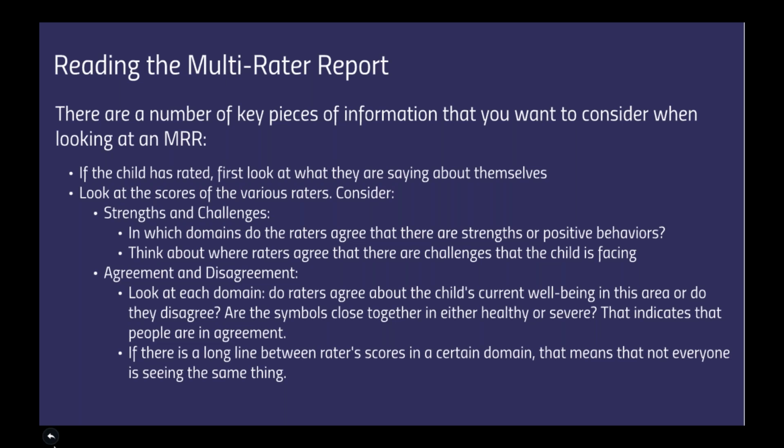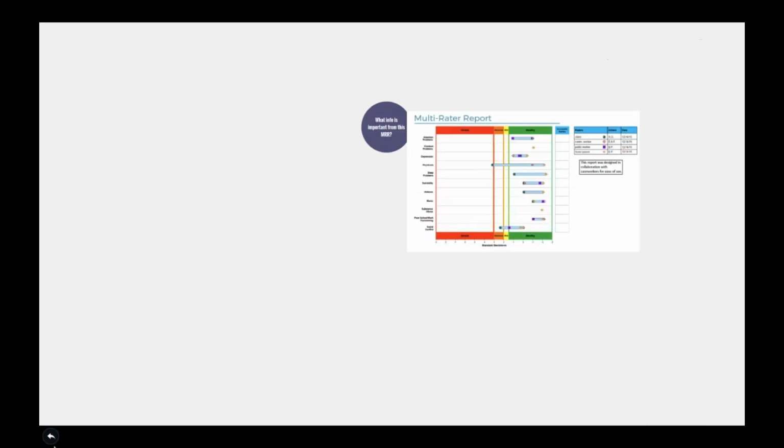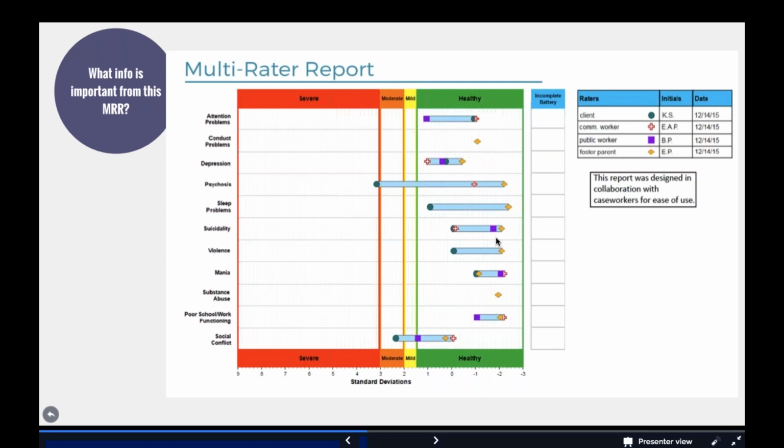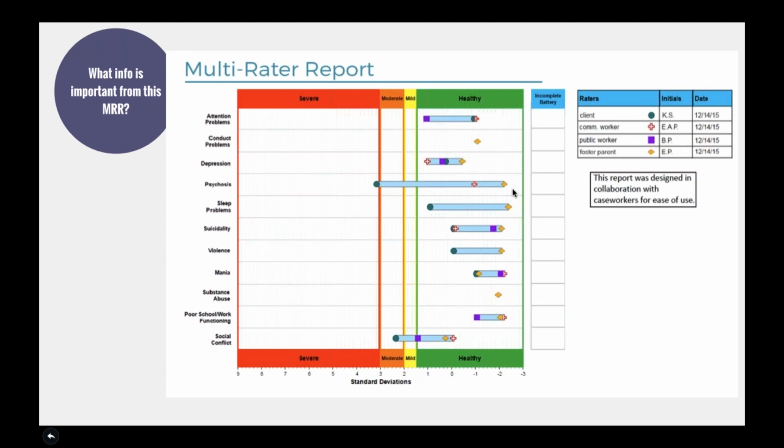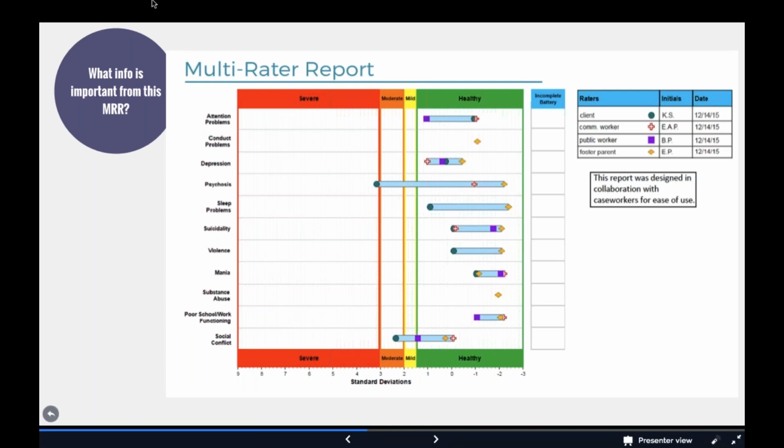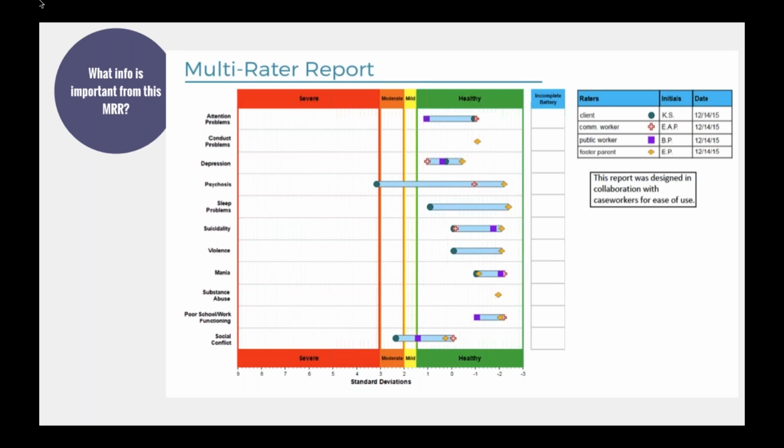If there's a long line, so I'm going to flip now to the multi-rater report. If there's a long line between, as you see here for psychosis, a long blue line or a long tail between two rater scores, that's indicating a significant disagreement. So those two people are saying different things about what's going on. In this particular case, it is the foster parent and the client themselves disagreeing about what's going on with the client in the domain of psychosis.